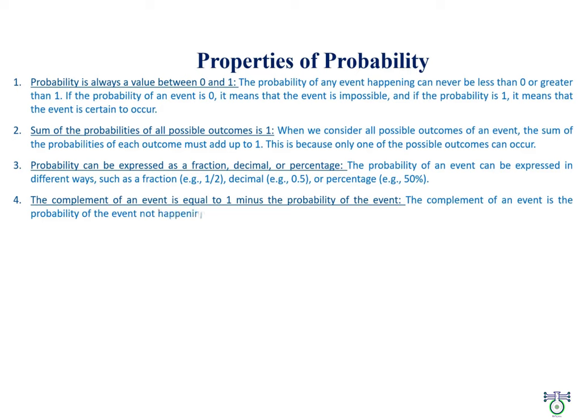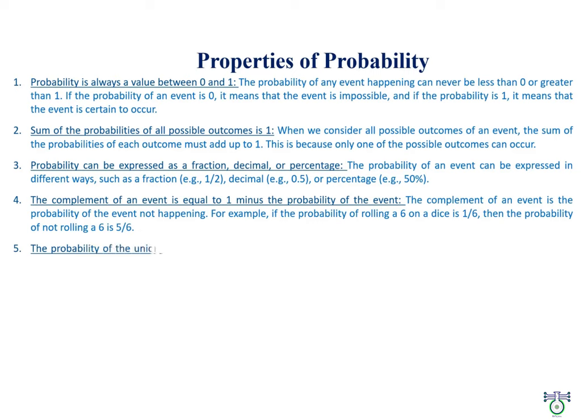Let's understand. The complement of an event is the probability of the event not happening. For example, if the probability of rolling a 6 on a dice is 1 by 6, then the probability of not rolling a 6 is 5 by 6. I hope you can understand this part. If not, please comment down below.